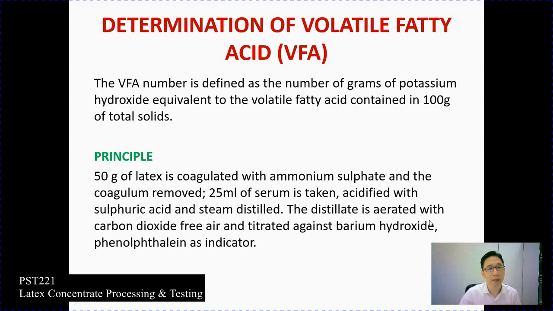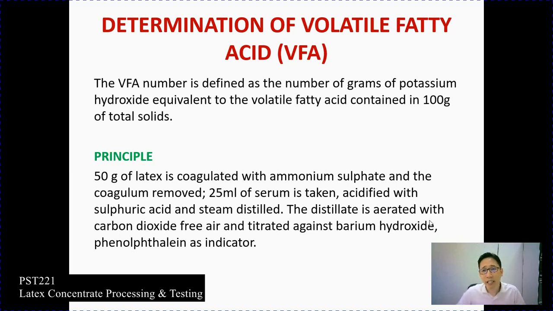Okay, the principles: 50 grams of latex is coagulated with ammonium sulfate and the coagulum is removed. 25% of serum is taken, so you don't pick the rubber but you take the serum. You acidify with sulfuric acid and you steam distill. For this one you use the Markham still. We did conduct the laboratory video for you, so go through this video so you have a general idea of what I mentioned about the steam distillation.